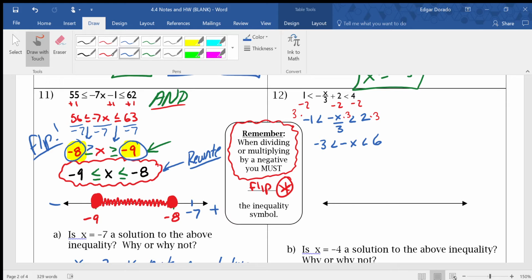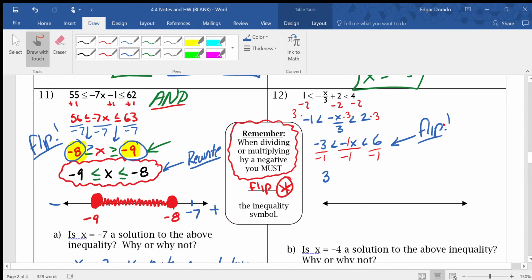But look, I have a -x. I don't want a -x. I just want an x. So I can think of that as a -1. So let's divide by -1 on all 3 sides. Now I'm going to be flipping here. Okay? -3 divided by -1 is a +3. And because I divided by a negative number, I'm going to flip.